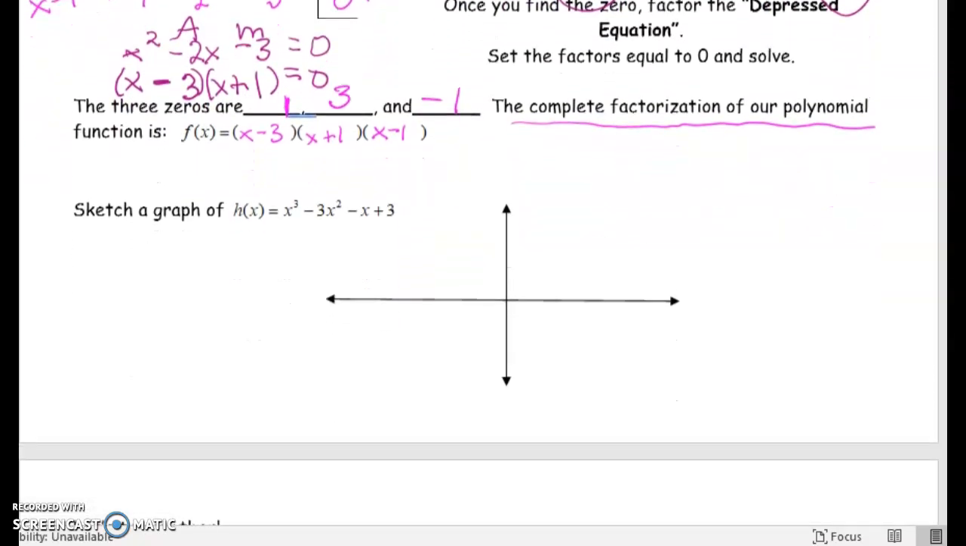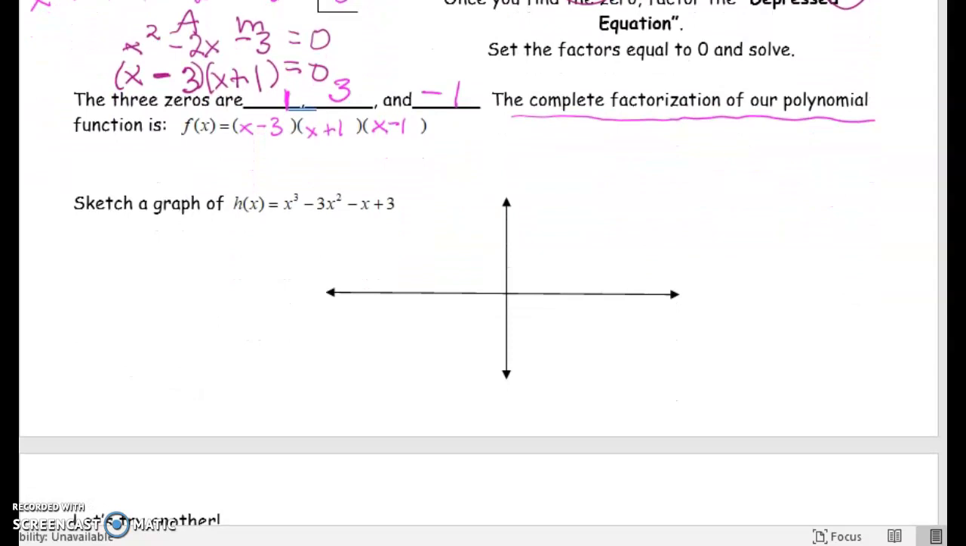Okay? Let's say we wanted to sketch a graph. It doesn't have to be perfect, just sketch a graph. We know that the 3 zeros are +1, -1, and +3. I know that the graph has x-intercepts, these 3 places.